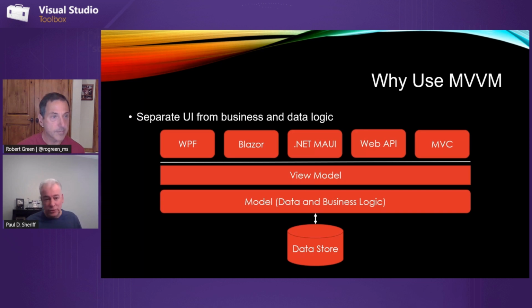Cool. And as you just said, by separating all this out and having each one of these in their own separate class libraries, we can easily reuse our view model and our repository classes, regardless of the technology that we're using to present the data to the user. So WPF, Blazor, .NET MAUI, Web API, MVC, even WinForms, if you want to go back that far. You can write the view model, the model, and the business logic one time, and then it just works everywhere.